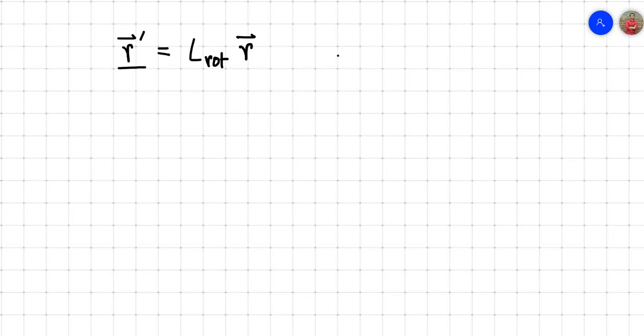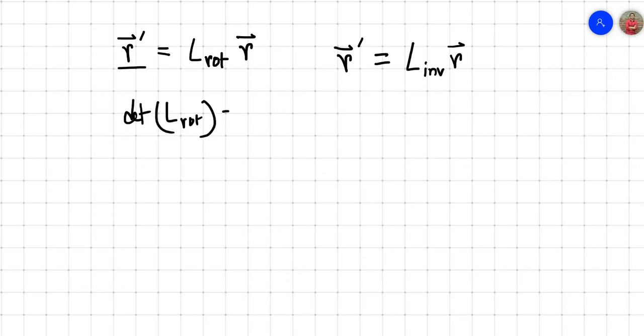And we also had a case where there is a similar sort of relationship acting on the position vector. Now, the way we distinguish between these two cases is by taking the determinant. So determinant of L rotation will be 1, and the determinant of L inversion will be -1. In some cases, it's +1, as I have explained earlier.